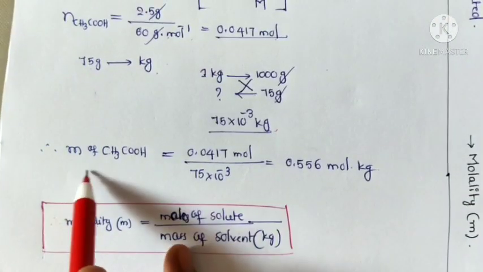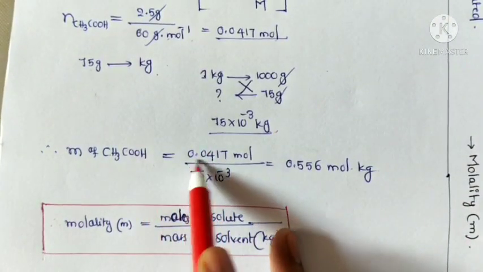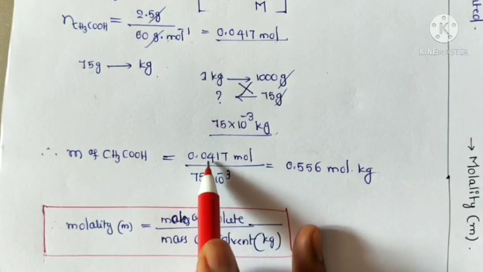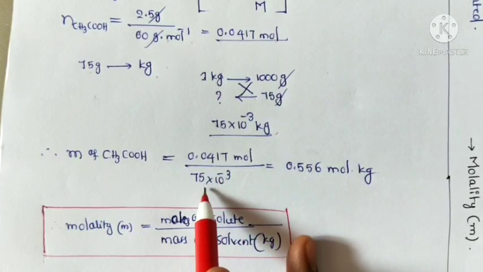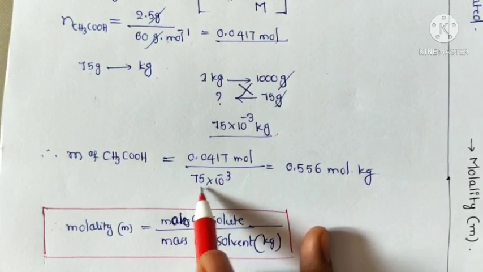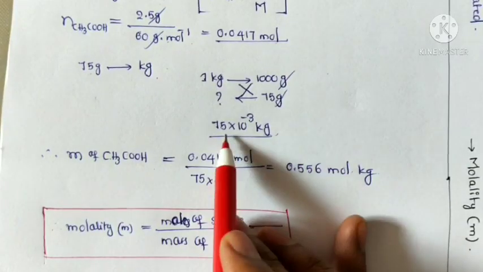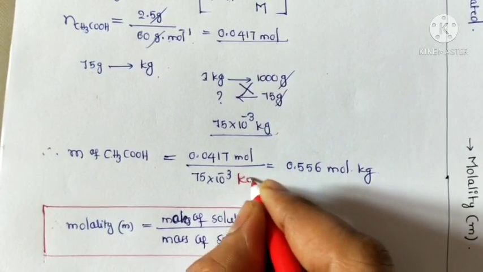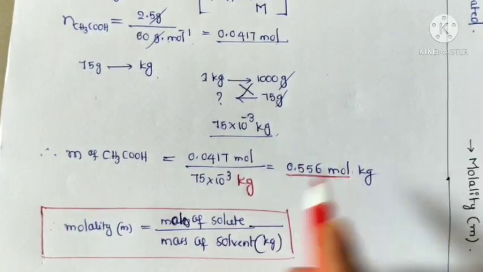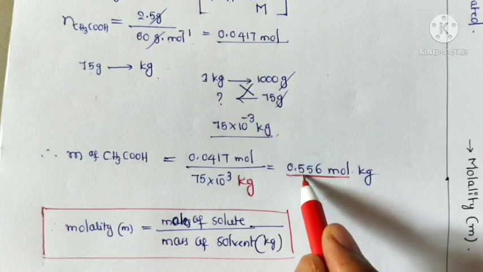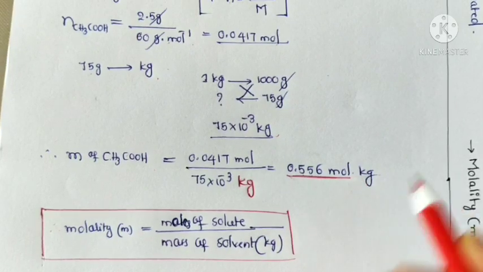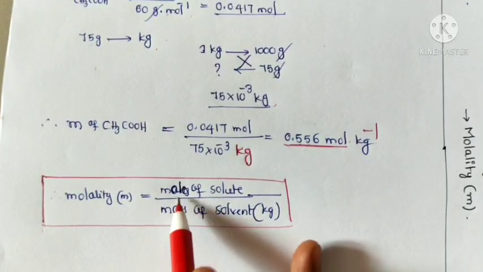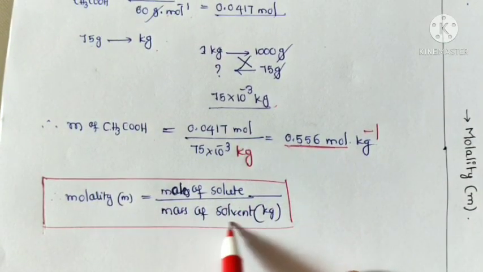So now the molality of acetic acid: the number of moles of solute, that is 0.041 mole, divided by the mass of solvent, 75 into 10 to the power of minus 3 kg. So the total molality of acetic acid is 0.556 mole per kg. What is the formula of molality? Moles of solute present in mass of solvent.